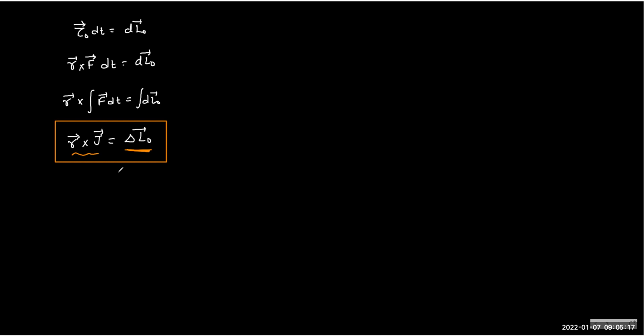Or you can say that if the torque is zero about a given axis or point, then angular momentum about that point or axis will be conserved. I think we have discussed this part about a point and about an axis. So let's do one numerical problem to understand the angular impulse, angular momentum theorem.